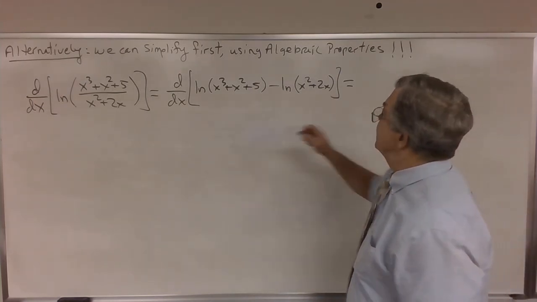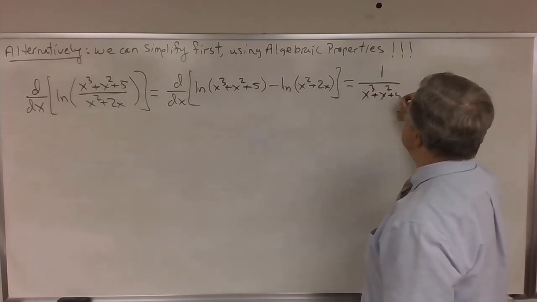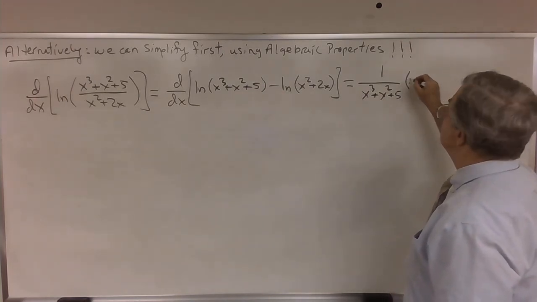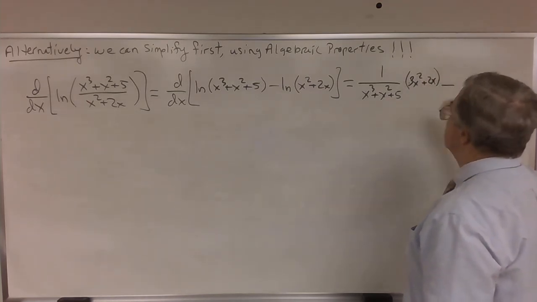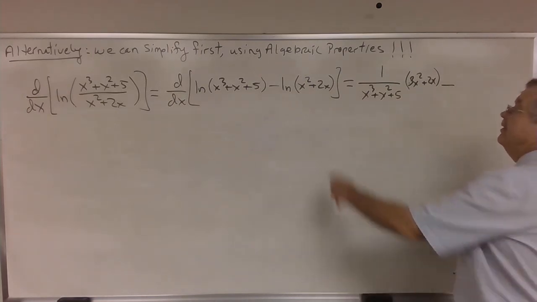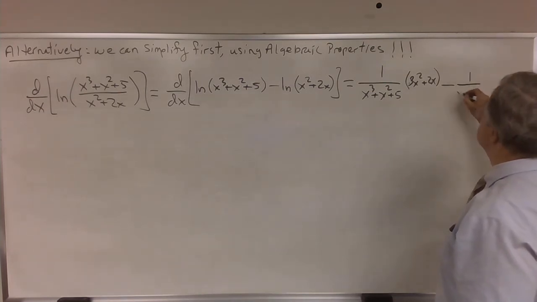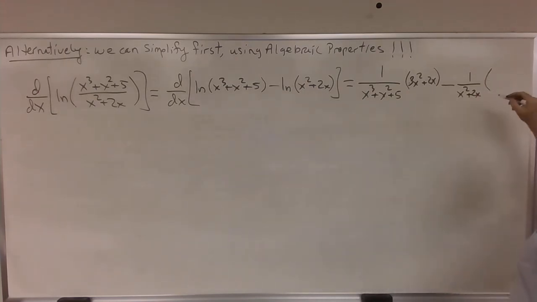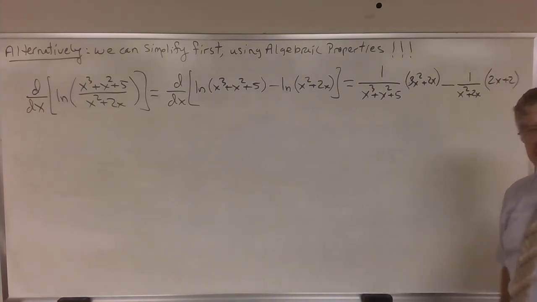So the derivative of the first is 1 over the inner, x cubed plus x squared plus 5, times the derivative of the inner, 3x squared plus 2x, okay, minus the derivative of the second, which is 1 over the inner, 1 over x squared plus 2x, times the derivative of the inner, 2x plus 2. Now I'll tell you what, this was a lot easier than doing it the other way.